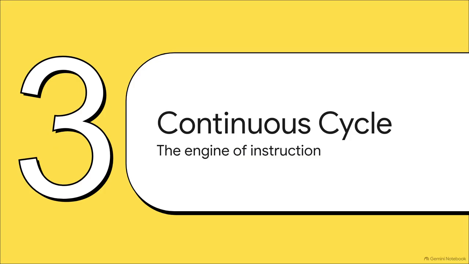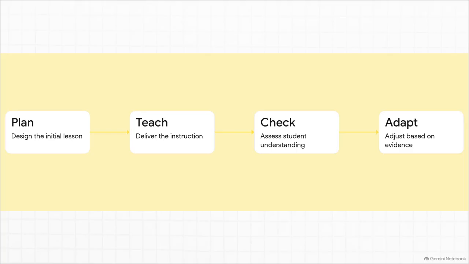All right, Section 3, the continuous cycle. Think of this as the engine of your instruction. How does this engine actually run? Well, adaptive teaching is really this continuous looping cycle. First, you plan. Second, you teach. Third, and honestly, this is the absolute crucial part, you check to see what they actually absorbed. And finally, you adapt based on what evidence you just found. And then, you just do it all over again. It's a constant real-time loop of gathering data and making micro-adjustments.